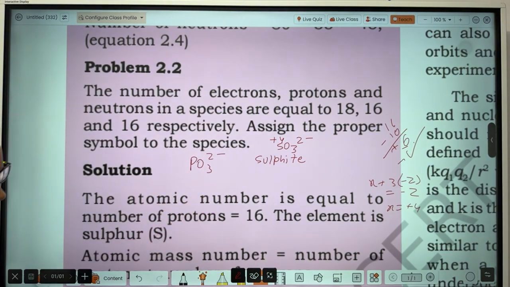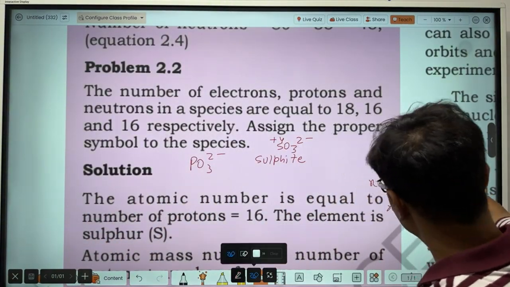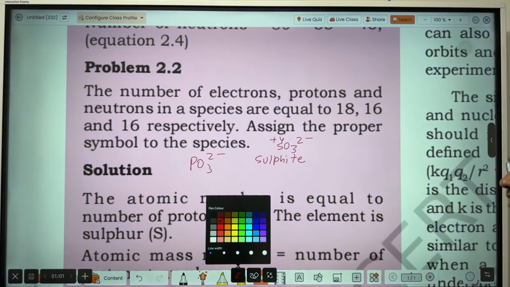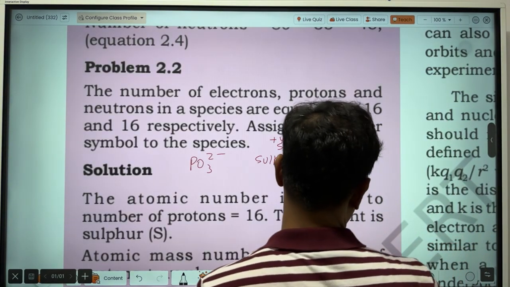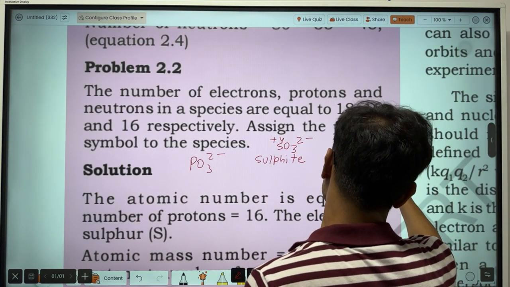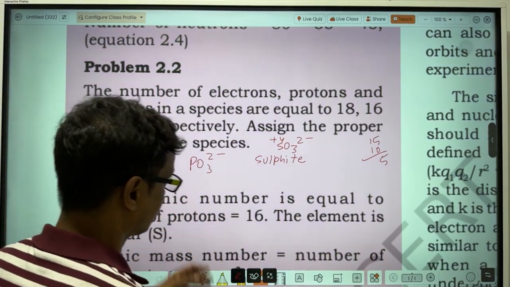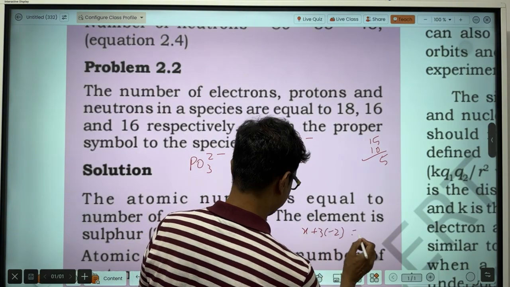In the same way, PO3 2 minus. Phosphorus belongs to group 15 elements, so the maximum oxidation state phosphorus could show is plus 5. Here what's the oxidation state of phosphorus? X plus 3 into minus 2 equals minus 2.